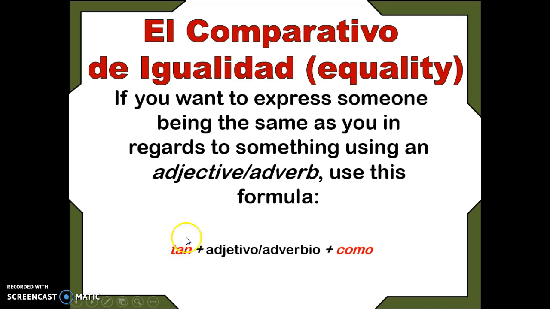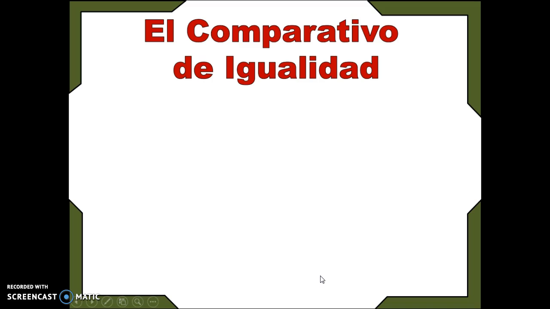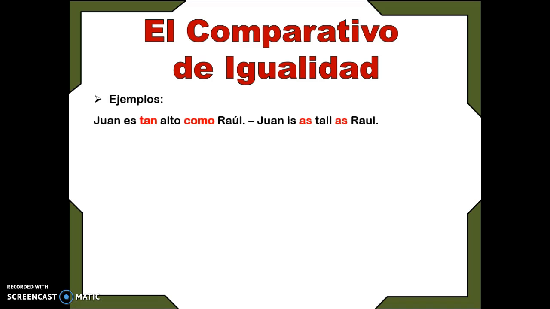Do not say tan. Y'all know how to pronounce these vowels. Ta, tan plus adjective, adverb plus como. Let's look at that in a sentence. Again, tan means as and como means as. They both mean as.